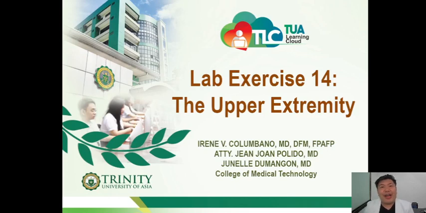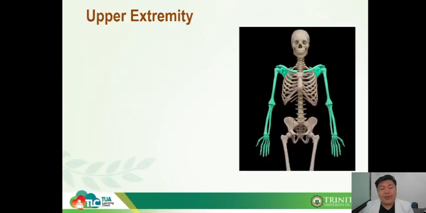Okay, let's continue our discussion. We are now already at lab exercise number 14, where we will be discussing the upper extremity. The upper extremity is composed of 64 bones altogether. Baka matakot kayo, you don't have to memorize 64 bones naman, no? Ibig sabihin lang nito, there are paired kasi we have a set on the left, we have a set on the right. Okay?